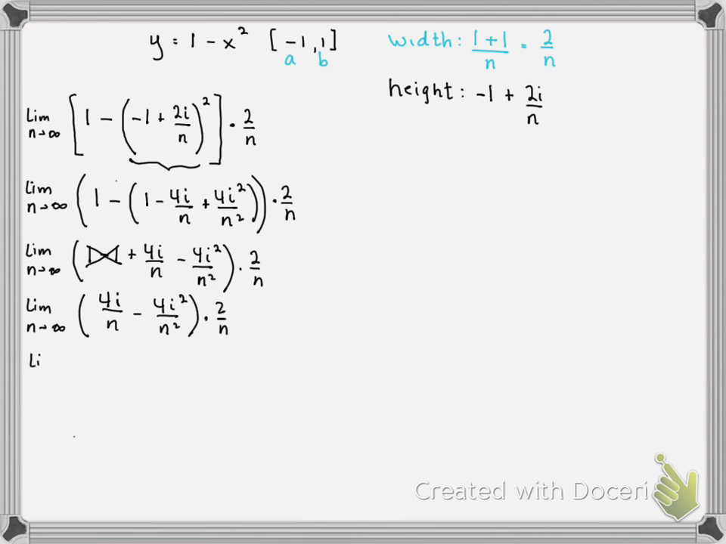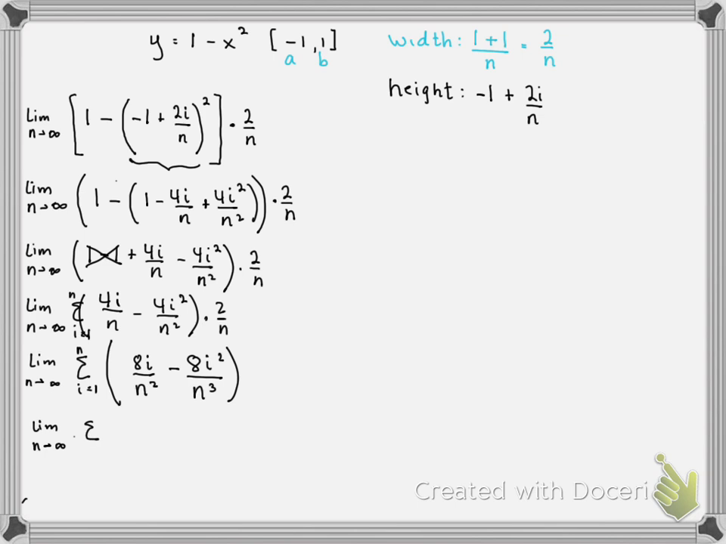Now we will distribute in, and I've left off the summation from 1 to n. We will distribute in the 2 over n. So I say don't leave it out, and I left it out. All right, so distributing in the 2 over n, we get 8i over n squared minus 8i squared over n cubed. Okay, not too bad. Now we'll split up that summation.